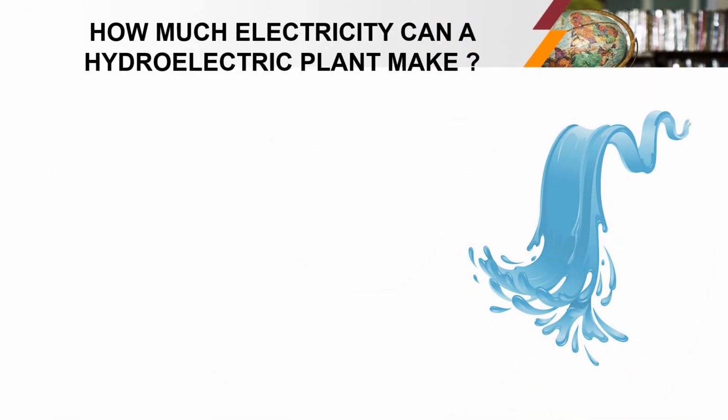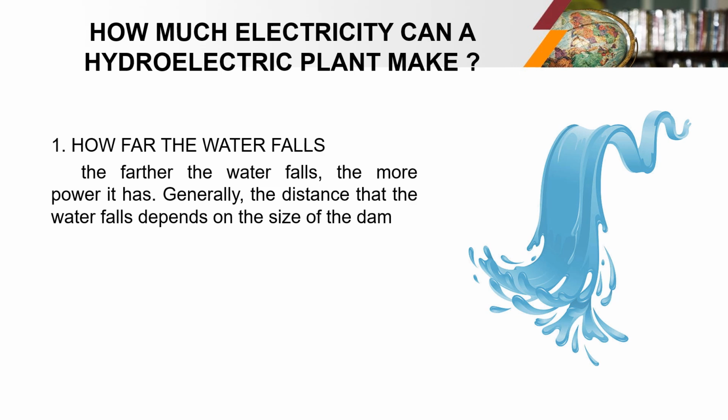How much electricity can a hydroelectric power plant make? So, saan ba nagdidepende kung gaano kalaki or kung gaano karami ang electricity na mapoproduce ng isang hydroelectric power plant? So, first is how far the water falls. Kung gaano kataas, okay, or kalayo, nagpo-fall yung water natin. So, the farther the water falls, the more power it has. Generally, the distance that the water falls depends on the size of the dam, of course. So if the dam is smaller, so konti lang yung head natin. If it's higher, then it will have a greater head, di ba?